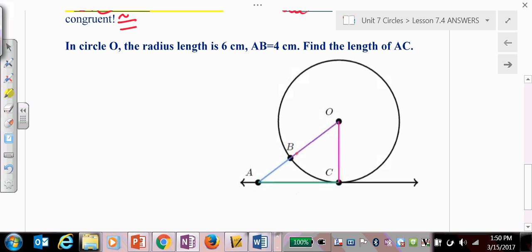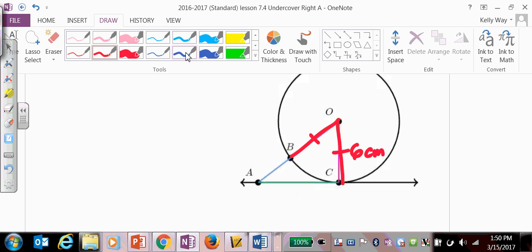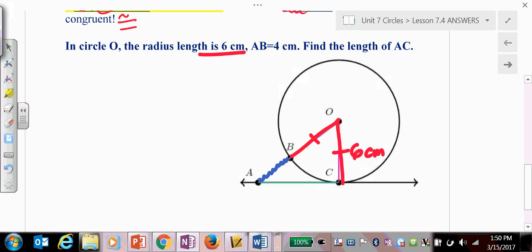Okay, now double check that you did it correctly. Your radii is O to C and O to where? No, that's not a radius. O to B. Okay, that's your hatch marks. It says right here, the radius length is 6, so I'm going to put a 6 right there, cm. Our AB length, which is just from here to here, is 4 centimeters.